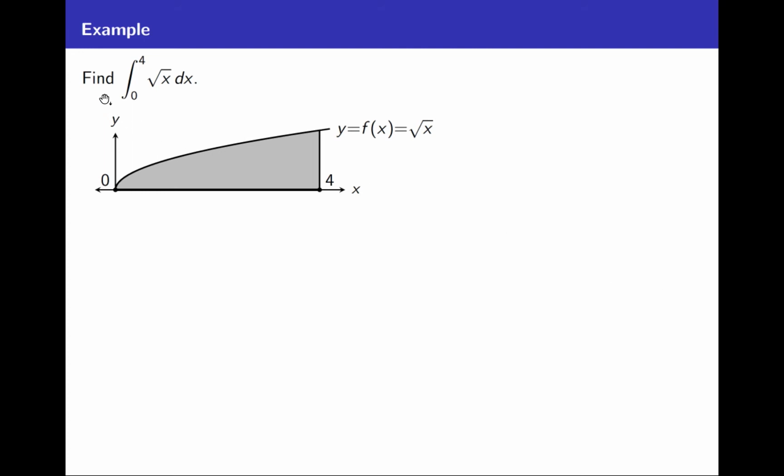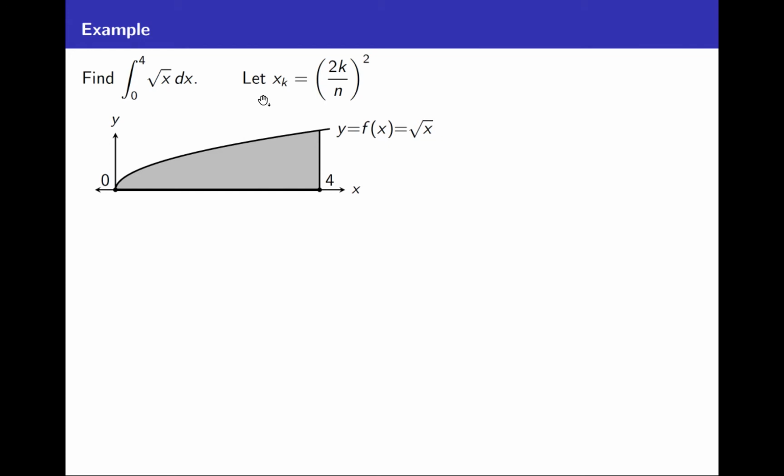Imagine you wanted to find the definite integral from 0 to 4 of the square root of x dx. And you want to work it out from the straight limit definition. Let's say the definition from the previous page, or any of the other definitions for that matter. Let's think about how we would do this.